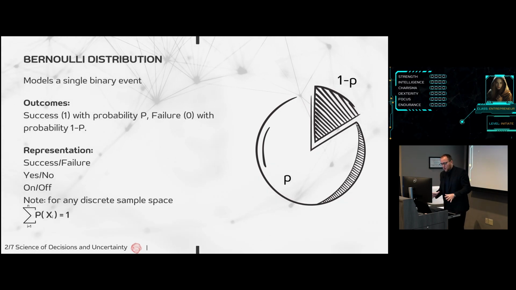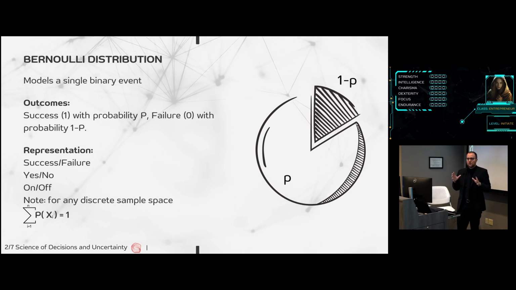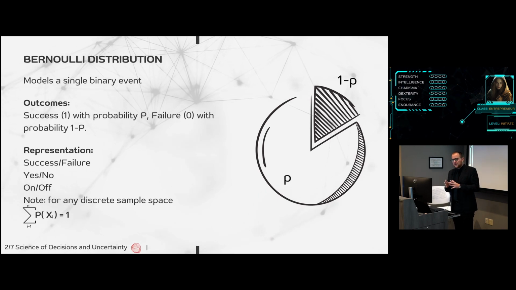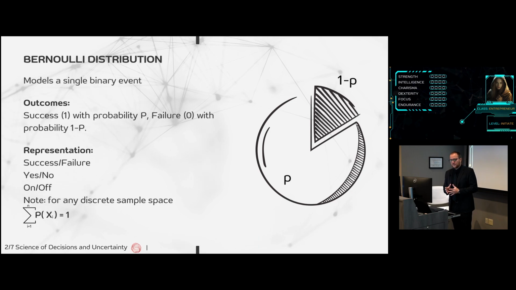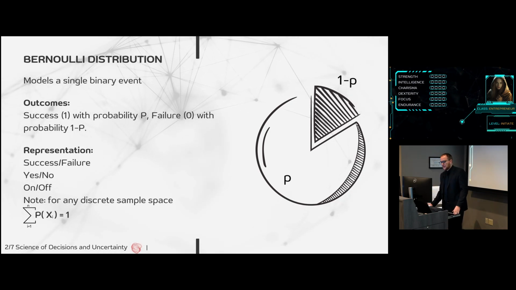Now, what you must always remember, in a discrete sample space, meaning when your options are limited, is that all the probabilities together always sum up to 1. This is a fundamental concept with discrete sample space.